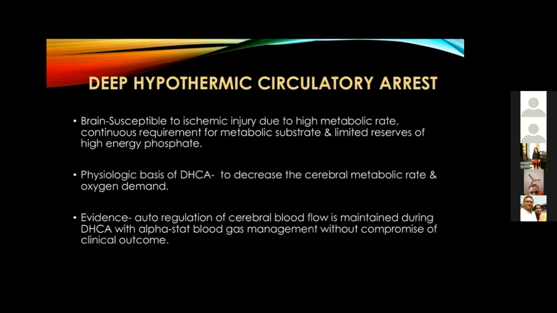So first, coming to the deep hypothermic circulatory arrest. Why is it so important? Now, the first thing is the brain is very susceptible to ischemic injury due to the high metabolic rate, continuous requirement for the metabolic substrate, and limited reserve of high energy phosphate. That's why the brain is so susceptible to ischemia or hypoperfusion. Now, the physiological basis of this DHCA is to decrease the cerebral metabolic rate and oxygen demand. Evidence also says the autoregulation of the cerebral blood flow is maintained during the DHCA with alpha-stat blood gas management without compromise of the clinical outcome.